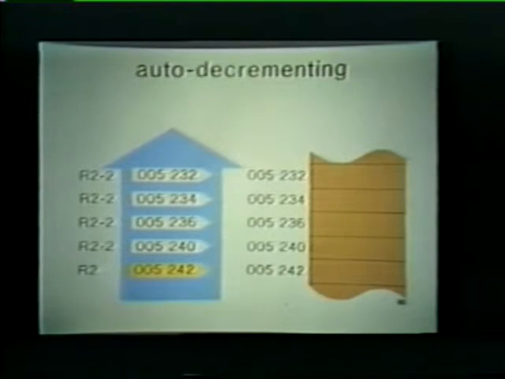By simply reversing the auto-increment function, we can use the general purpose registers for automatic decrementing. In this example, we decrement the address stored in R2 in order to step through consecutive word locations in the reverse order.